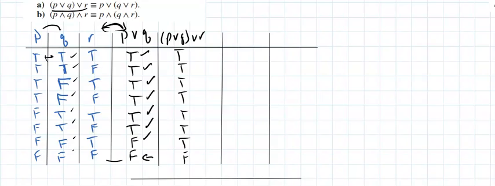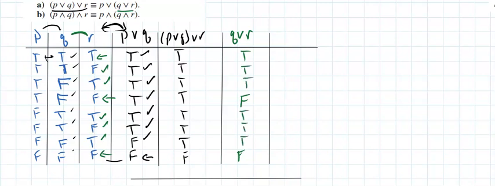Now I'm going to go for Q or R. Those two, Q or R. Again, if one of them is true, it's automatically true. True, true, true, that is false. True, true, true, and that is false. So all of these are true except those two.